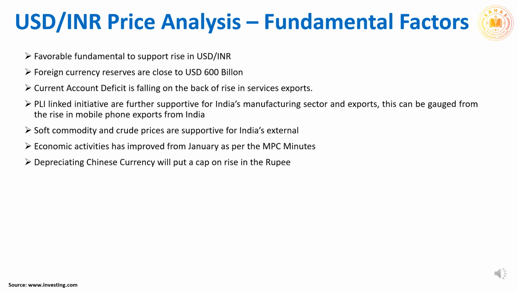During the week, USD INR was traded range bound and looking for fresh direction. The currency pair moved in the range of 81.95 to 82.17. Fundamentally, India's external sector is on strong footing, with foreign currency reserves close to $600 billion and current account deficit is falling on the back of rise in services exports.